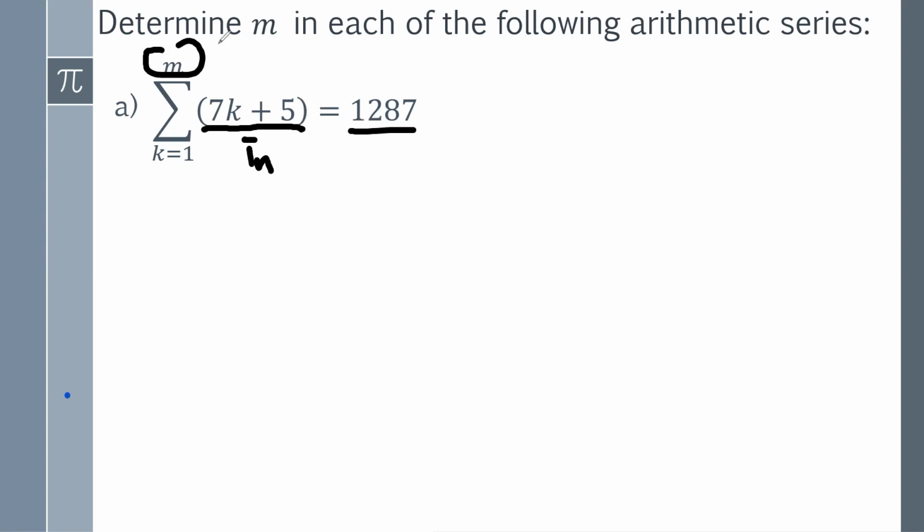And if you look at the question, it's basically similar to the previous questions. It's another simple way of asking, find out how many terms should we add to get 1287.